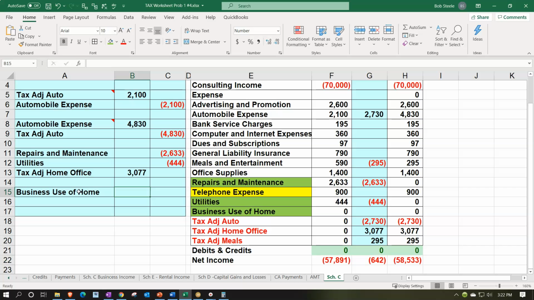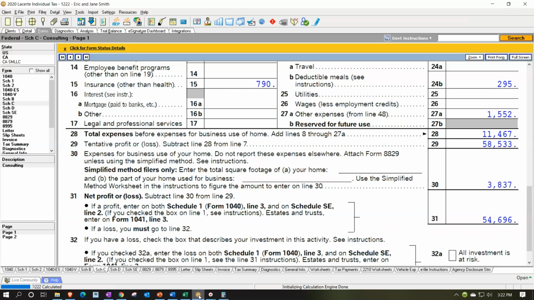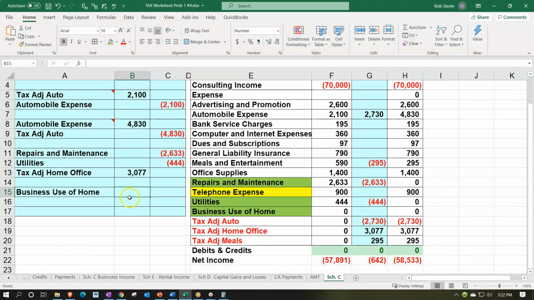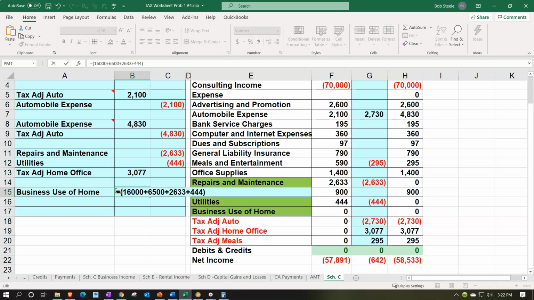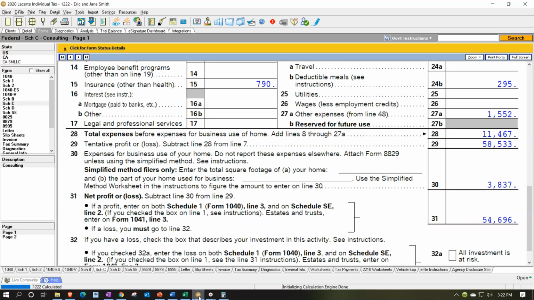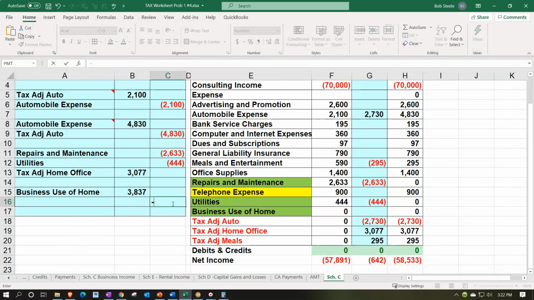And then you could just take this number from the tax return over here, or you might want to try to basically recalculate it. So what was it? It was the 16,000 from the mortgage interest, plus the 6.5 property taxes, plus the repairs and maintenance 2,633, plus the 444 for utilities. And I'm going to say brackets, I'm going to put an equal sign here. And then I'm going to take that and multiply it times the ratio of 0.15 for the business use. That's that 3837. And we'll bracket it here.